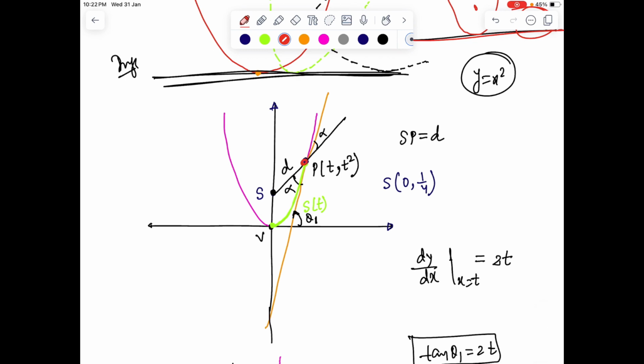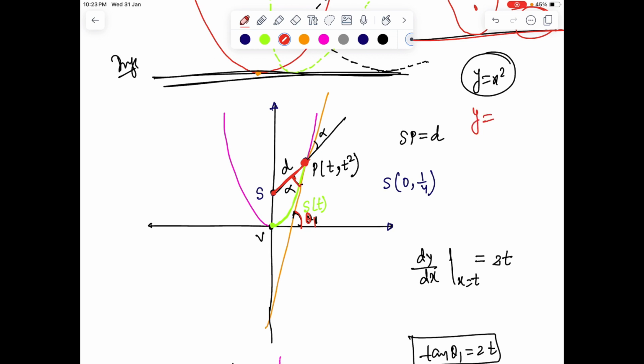So what I've done, let's say we start with a random point P and see how this point behaves as the parabola starts rolling. The entire parabola roll is equivalent to the collection of all points P on the parabola. So the entire dynamics of the parabola will be captured by this point P. So let's say P is t comma t square, some random point t on y equals x square, and the SP distance is denoted by d. We have drawn a tangent. Let's say it makes an angle theta1 with the x-axis in the anti-clockwise sense. Alpha is the angle between the tangent line and S1P.